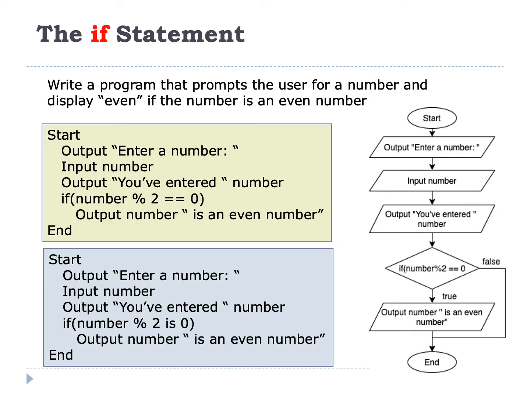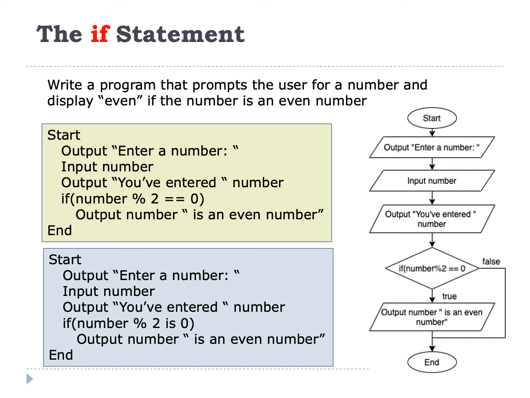Going back to our example code, how can we draw the complete flowchart? Of course, normally we will draw the flowchart first before writing the code. We are doing it the other way around, which is incorrect. So let's start from the beginning again. Say that the question is, write a program that prompts the user for a number and display even if the number is an even number. So we can write the pseudocode or draw the flowchart. Let's write the pseudocode first.